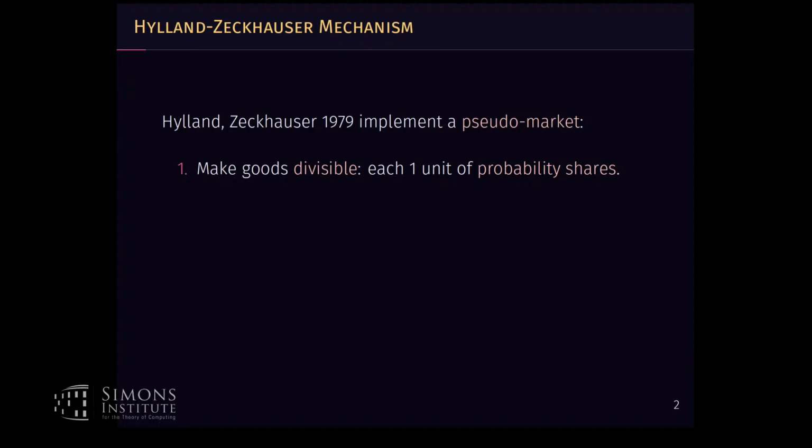Step 1 is that it's always difficult to deal with indivisible goods. So there's a trick. You can make the goods divisible by turning each good into 1 unit of probability shares that you will later run a lottery over. The next step is that you turn the setting into a market. And the way you do that is you give every agent 1 unit of a fake currency.